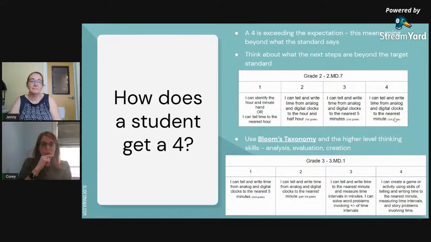Another way to exceed the expectation would be really thinking about Bloom's taxonomy, right? And those higher level thinking skills. The ones on Bloom's taxonomy would be analysis, evaluation, and creation. So in this instance, I picked a third grader to look at, because telling time to the nearest minute, that's it. Third grade, you're supposed to have mastered those time telling skills. And the actual standard for third graders is not just telling time to the nearest minute, but they have to be able to measure time in intervals, so elapsed time, and they have to be able to solve word problems.